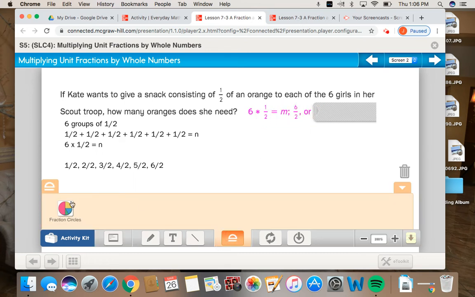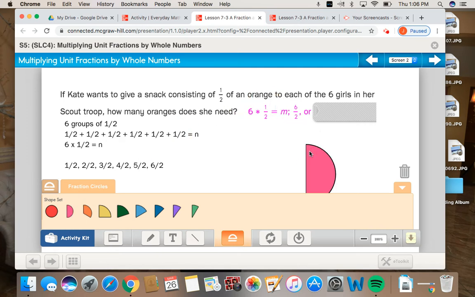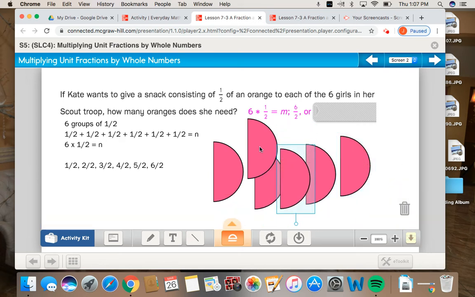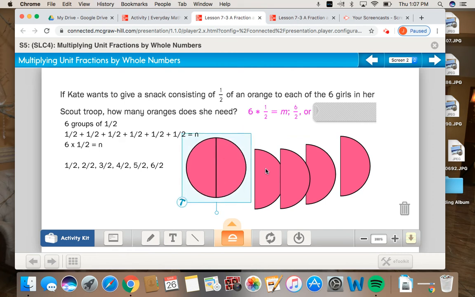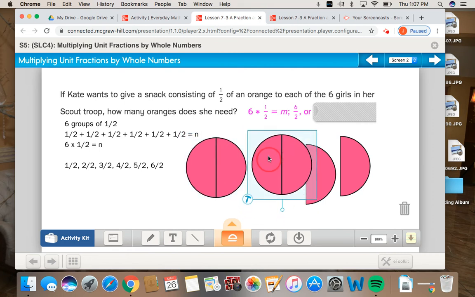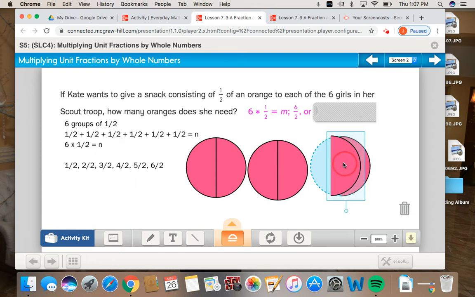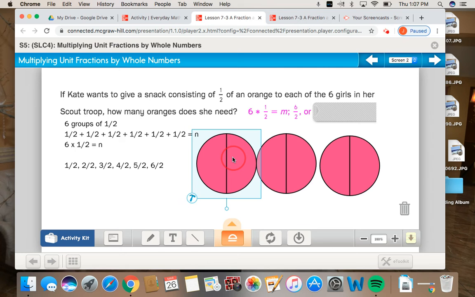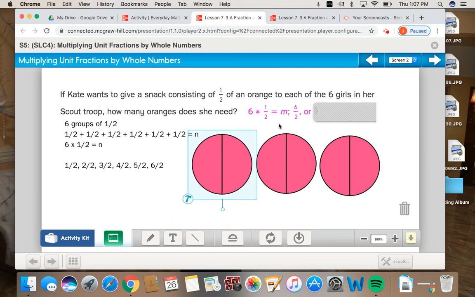Well, let's take a look at that using our pieces. I'm going to pull out 6 halves. I'm pulling out my pink pieces because those represent my half pieces. 4, 5, 6. So here I have my 6 halves. And remember, these are halves of oranges. So let's imagine that these are oranges. I'm just putting my halves together to make wholes. And I have 3 whole oranges. So 6 halves equals 3 oranges.